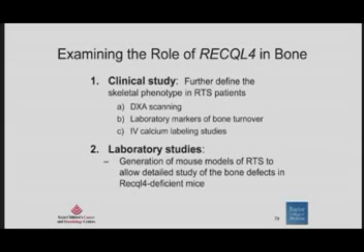The second part of our research is conducted in the laboratory, and in order to do this, we're going to generate mouse models of RTS, which will allow us to perform detailed studies of the bone defects in reticulophore deficient mice. This will give us a good idea about the cellular basis of the bone defects seen in RTS patients.